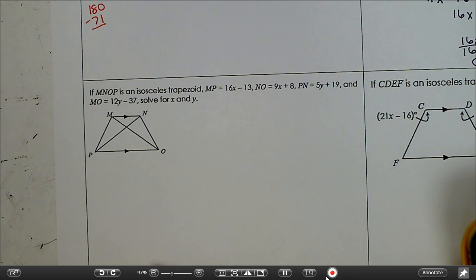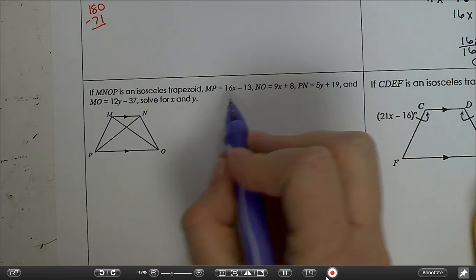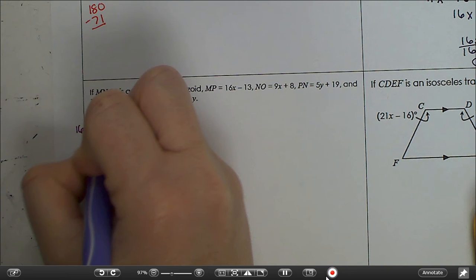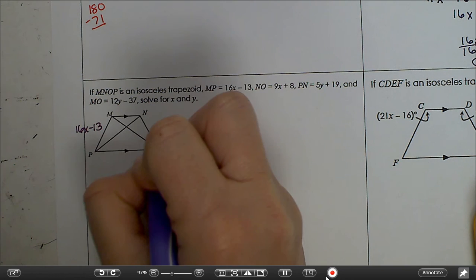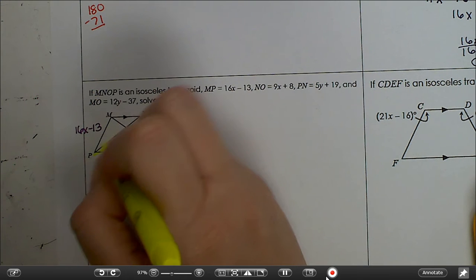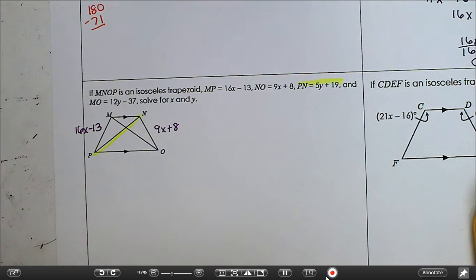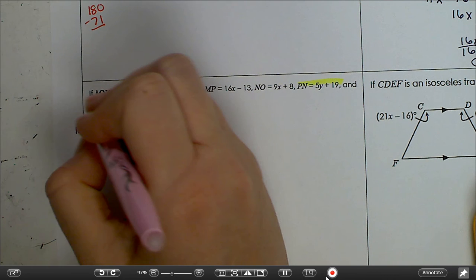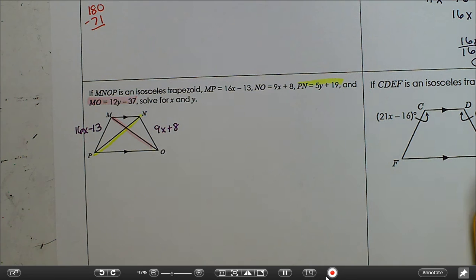I hope you're catching on. If MNOP is an isosceles trapezoid, I'm going to start filling in this information as I read it. MP, this side, is 16x minus 13. NO is 9x plus 8. PN, here, is 5y plus 19, and MO is 12y minus 37. Solve for x and y.